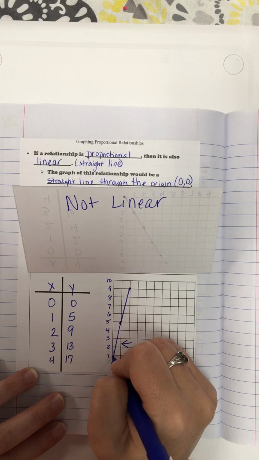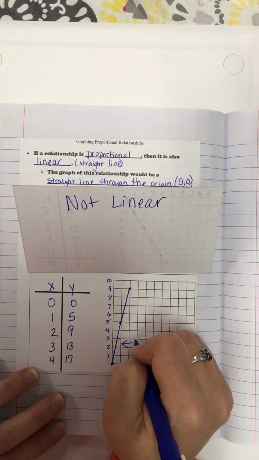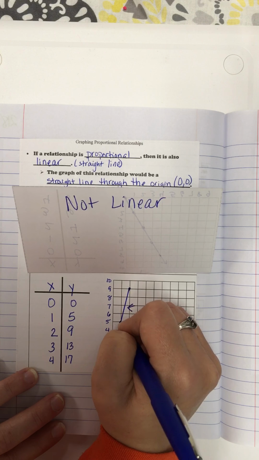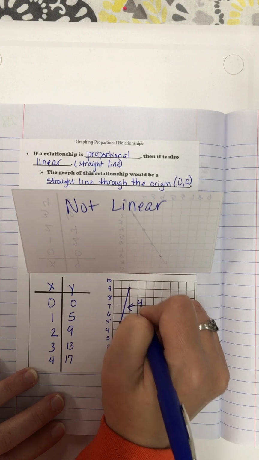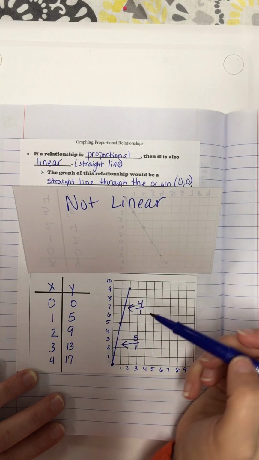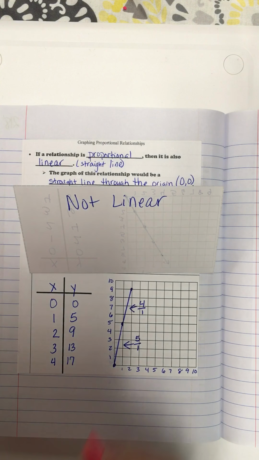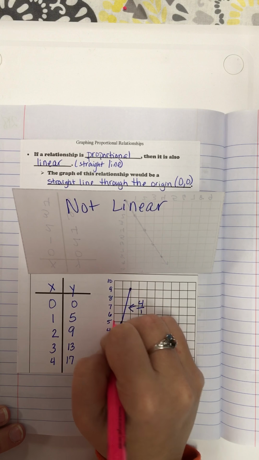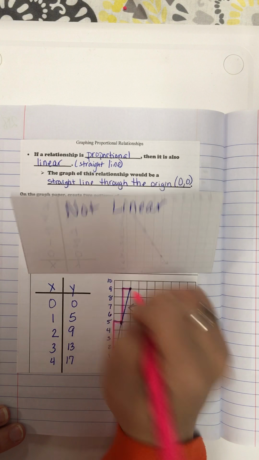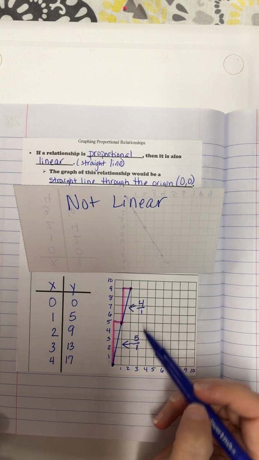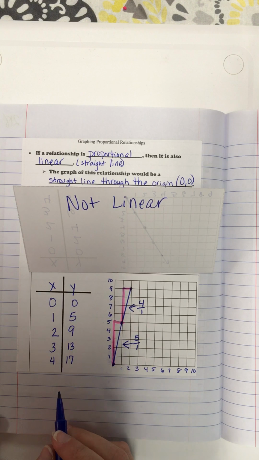This has a rise of 5 and a run of 1, but then this section here has a rise of 4 and a run of 1. So you have to check. Just because it looks linear doesn't mean it is. That's where those stairs that we've talked about come into play. Okay? If your stairs aren't the same, then it's not linear. Okay? So this is not linear.